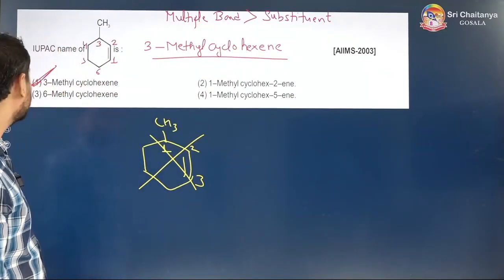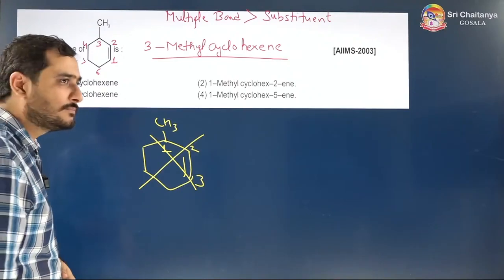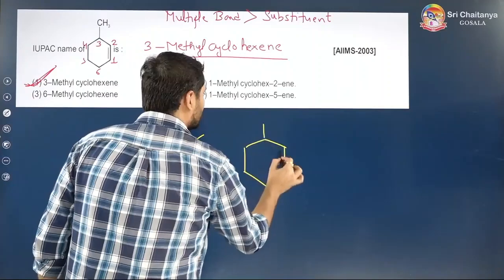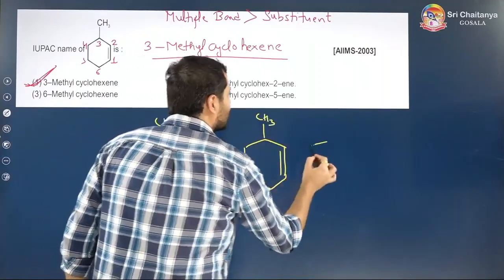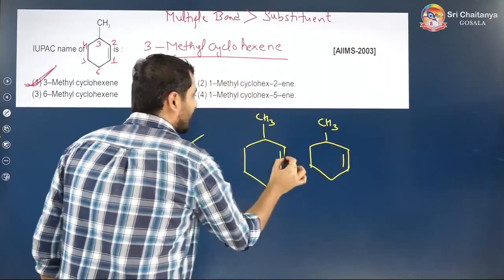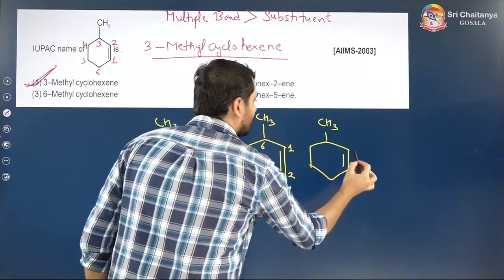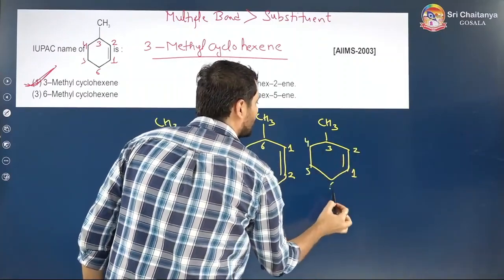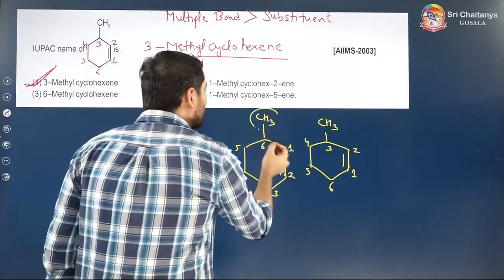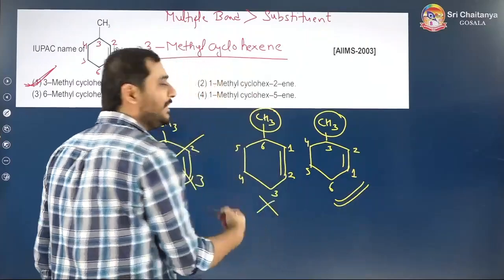Why can it not be the third option? 6-methyl, how is it possible? If you are writing this, I will tell you two cases. You have to tell which is the correct numbering, by the lowest set of locants rule or first point of difference rule. If I write 1, 2, 3, 4, 5, 6, the multiple bond is getting the first number. After that, if you check here, the substituent is getting 6. Here, the substituent is getting 3. So which is correct? This is correct and this will be incorrect.